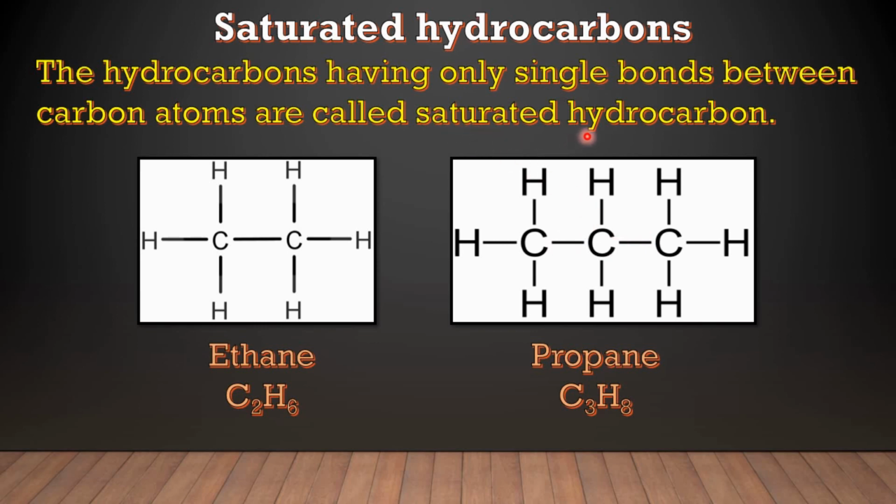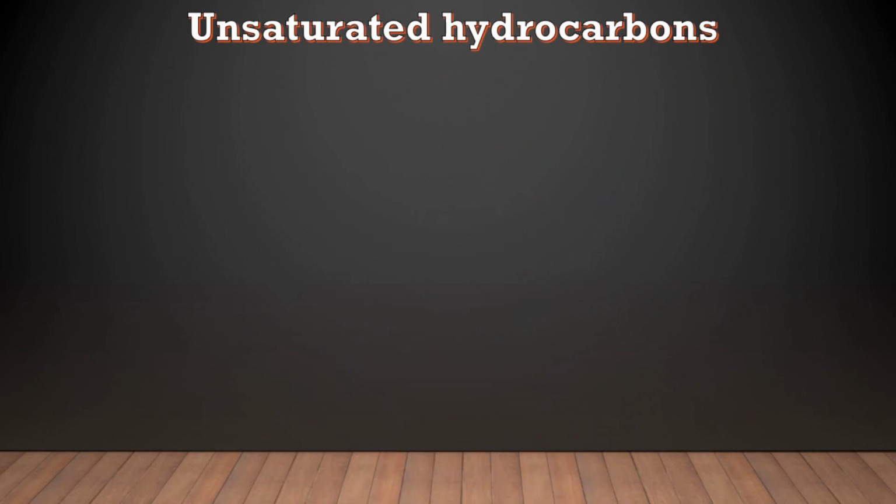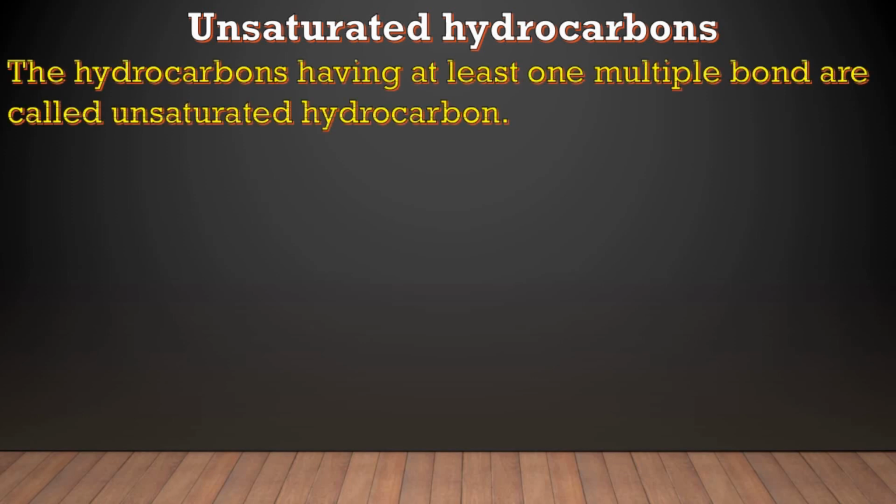Some hydrocarbons have a multiple bond between 2 carbon atoms. A multiple bond can be a double bond or a triple bond. Hydrocarbons having at least one multiple bond are called unsaturated hydrocarbons.